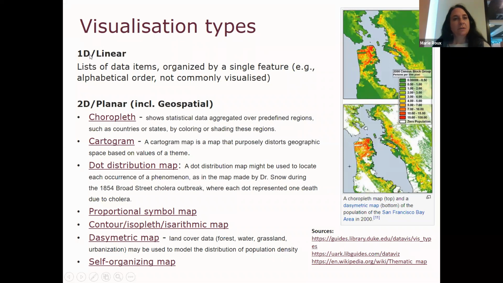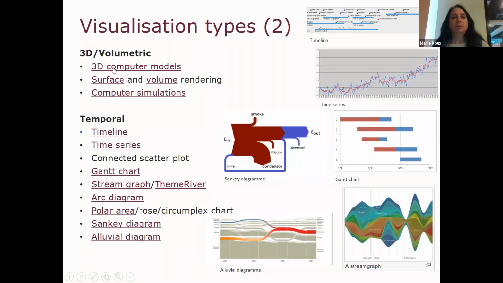So first it looks at just one-dimensional visualization types. This won't commonly be visualized because it's only a list of data items. Two-dimensional visualization types will include maps and other geospatial types of information. So here you will get the choropleth map, cartograms, dot distribution maps, etc. Sorry, I went a bit quick. Yeah, and a few others. The three-dimensional will be computer models, surface and volume rendering, computer simulations and things like that.